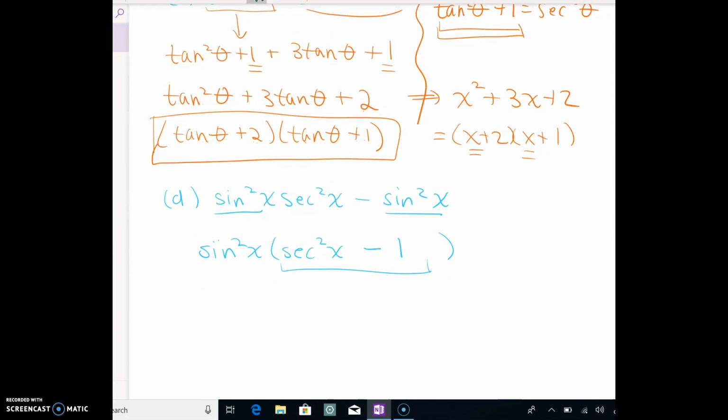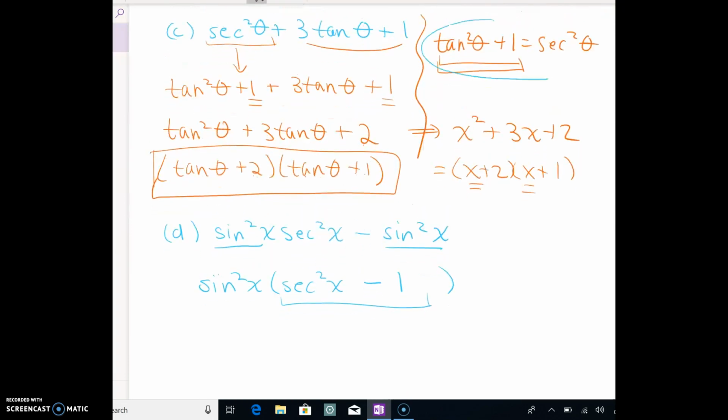And again, there's a ton of different answers. This answer is perfectly acceptable. I just want you to know some tricks for when we get to proving. So this would work, but we can reduce this or simplify this a little bit further. From the same Pythagorean identity that we talked about in part C, secant squared should look a little familiar.